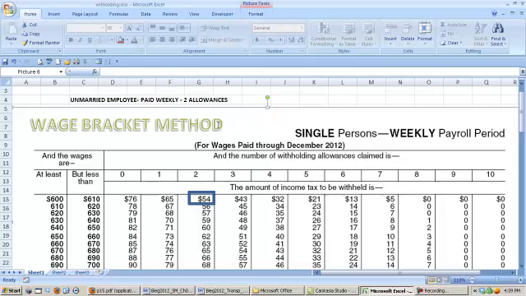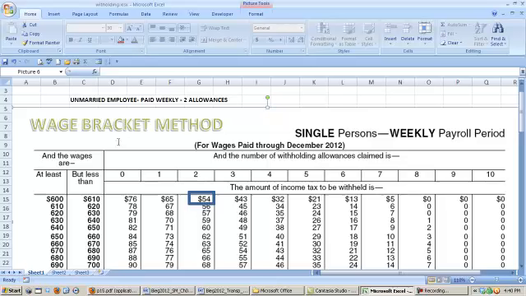Now, it's very important when you're using this method that you make sure you have the right table. This here is for a single person that's being paid weekly. Okay, if you had a married person that was paid monthly, you would need to look at a different table. If you used this table, you would come up with the wrong amount. So it's pertinent that you're using the right table.